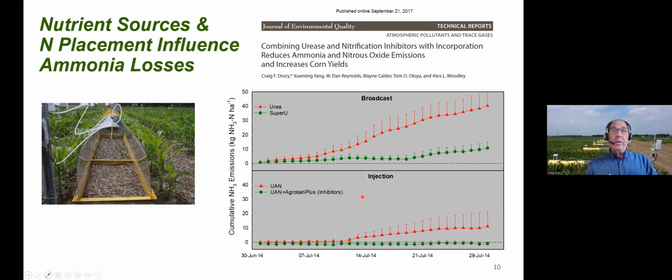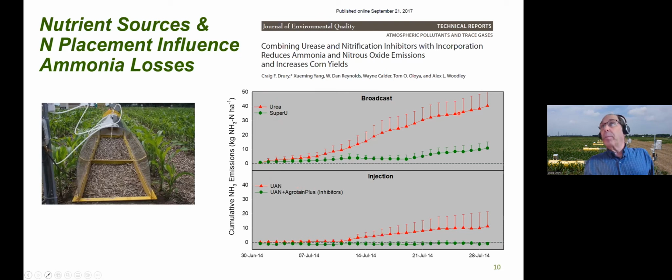There are others as well in hydroammonium, different inhibitors, a single inhibitor, a dual inhibitor, different placements. There are so many combinations and you can't do all these at once. So I started out fairly slow and looked at a very simple comparison, whether it was broadcast on the surface or injected in the soil, whether it was just urea, which is broadcast, or UAN, liquid injected, which is urea ammonium nitrate, and with and without a combined urease inhibitor. In this case, it's Super U, or for UAN, it's Agrotain Plus.